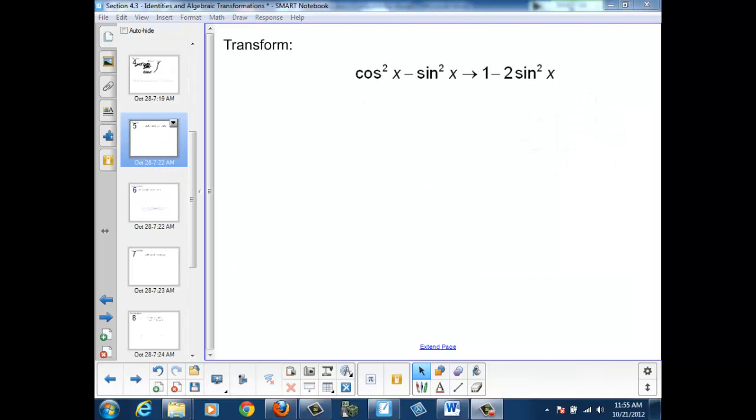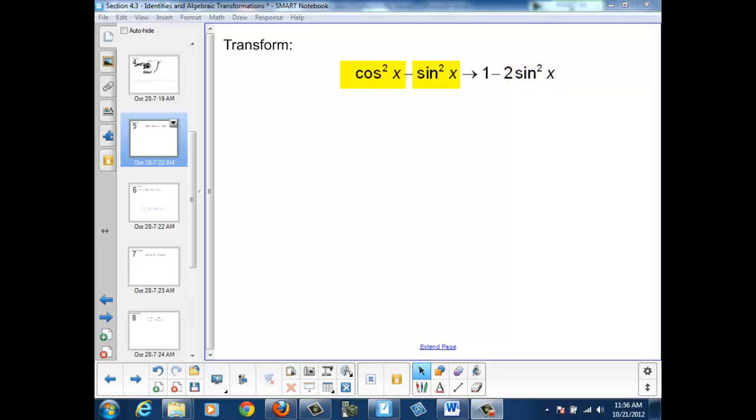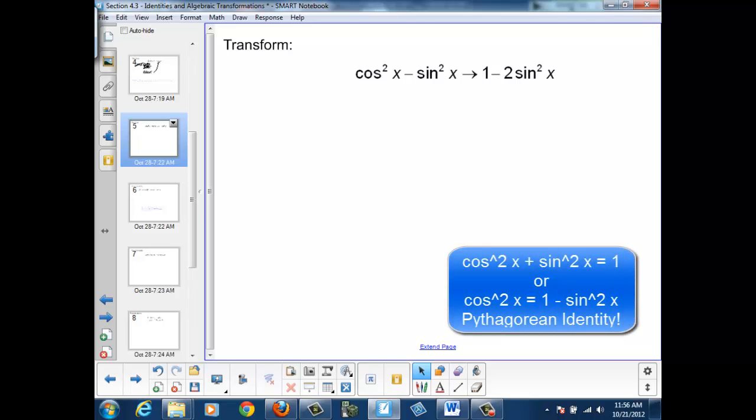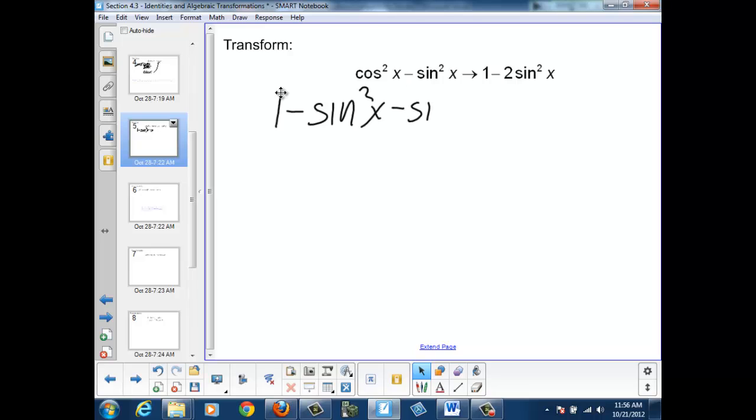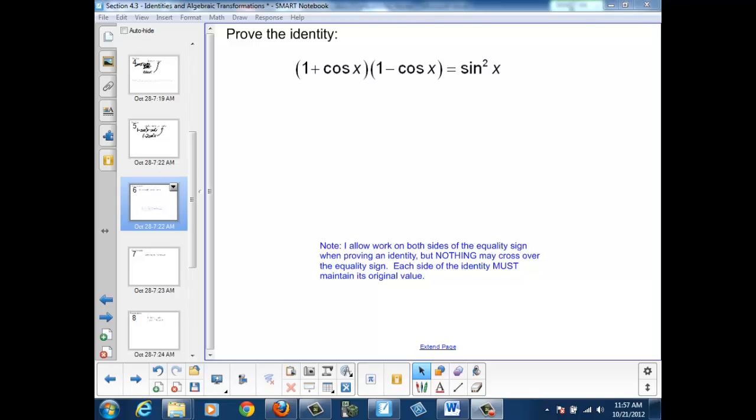Here's another example of a transformation. Transform cosine squared x minus sine squared x into 1 minus 2 sine squared x. In looking at this problem, I notice that on the right-hand side, all I have for trigonometric functions is the sine squared. But on the left-hand side, I have a cosine squared and a sine squared. So I need to eliminate the cosine squared. Here's where I can use a Pythagorean identity and replace cosine squared with 1 minus sine squared x. Continue with the minus sine squared x from the expression, and that simplifies to 1 minus 2 sine squared x, which matches my goal.